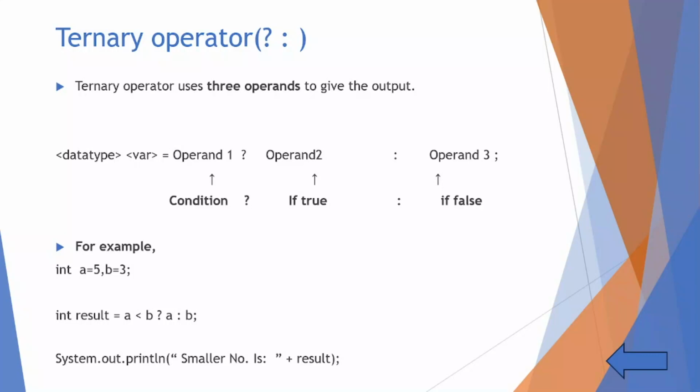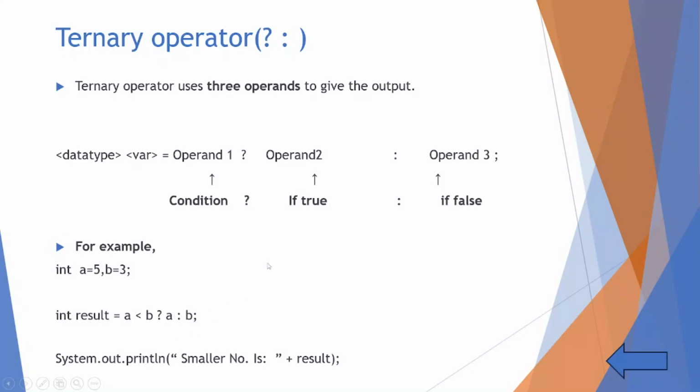For example, int a is 5, b is 3. int result, result is a variable, int is a data type, equals a less than b. This is one expression which gives either true or false. Remember, the relational operators always return true or false. So, is a less than b? a is 5. Is 5 less than b? False. False means operand 3. What is operand 3 here?